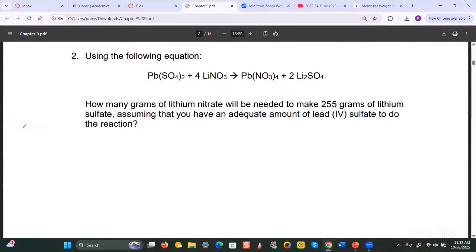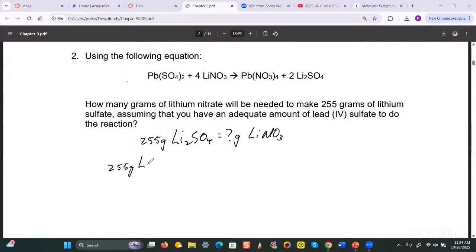They gave you again the balanced equation. Again, make sure that you check that the equation is balanced. And now this question is asking, how many grams of lithium nitrate will be needed to make 255 grams of lithium sulfate, assuming that you have an adequate amount of lead sulfate to do the reaction? So basically, if I were to summarize this question, they gave you 255 grams of lithium sulfate, and they're asking for how many grams of lithium nitrate.